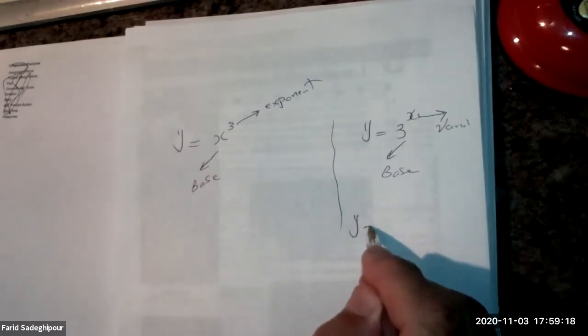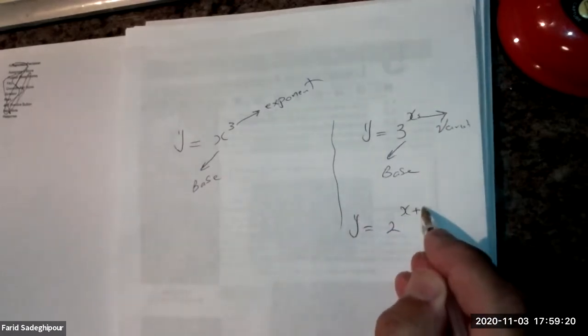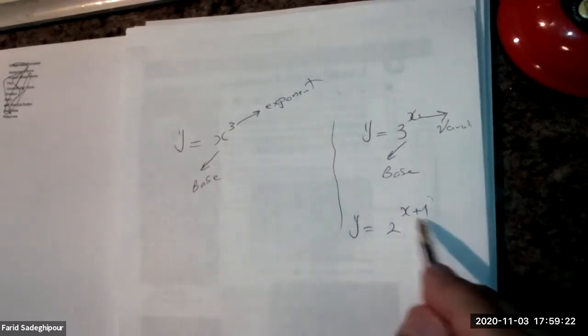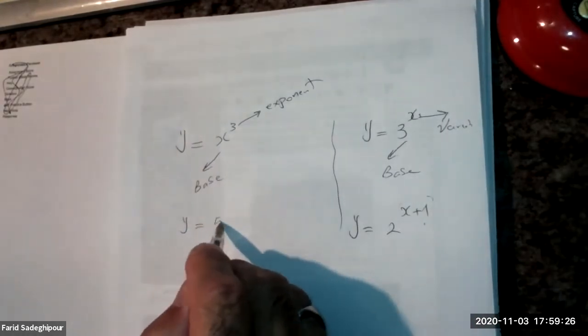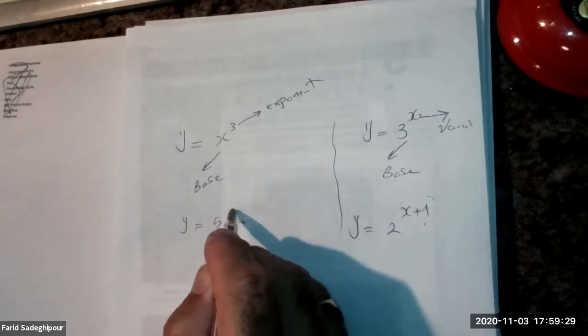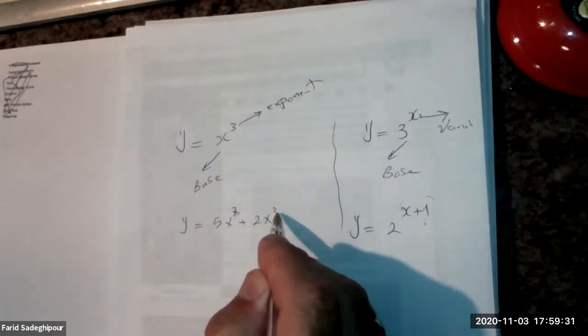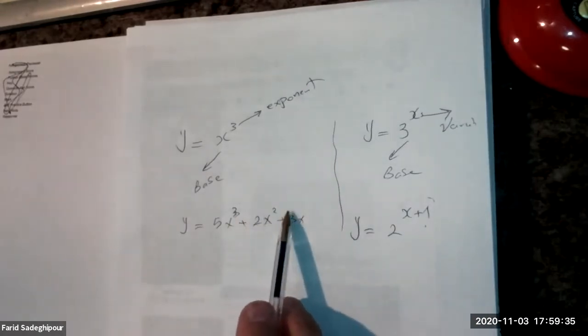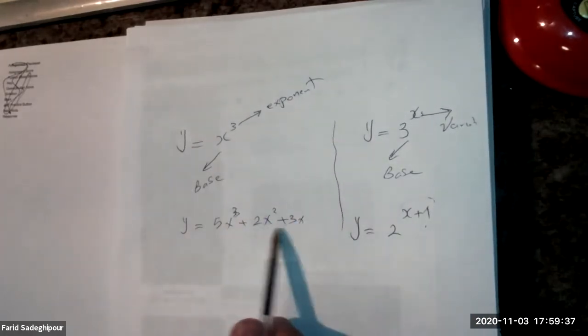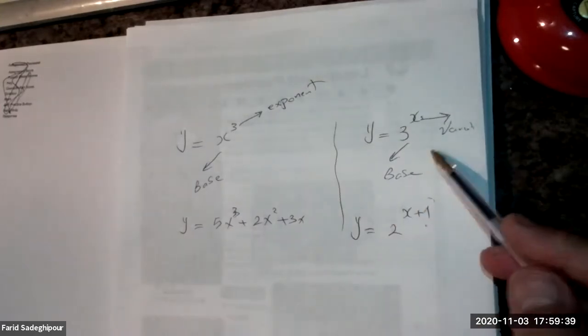Like, let's say you have an equation like this, 2 to the power of x plus 1. See, the power has a variable in it. But the other one, like 5x^3 plus 2x^2 plus 3x, equations like that, the power is just a number, but the base is a variable. So this is an exponential function.